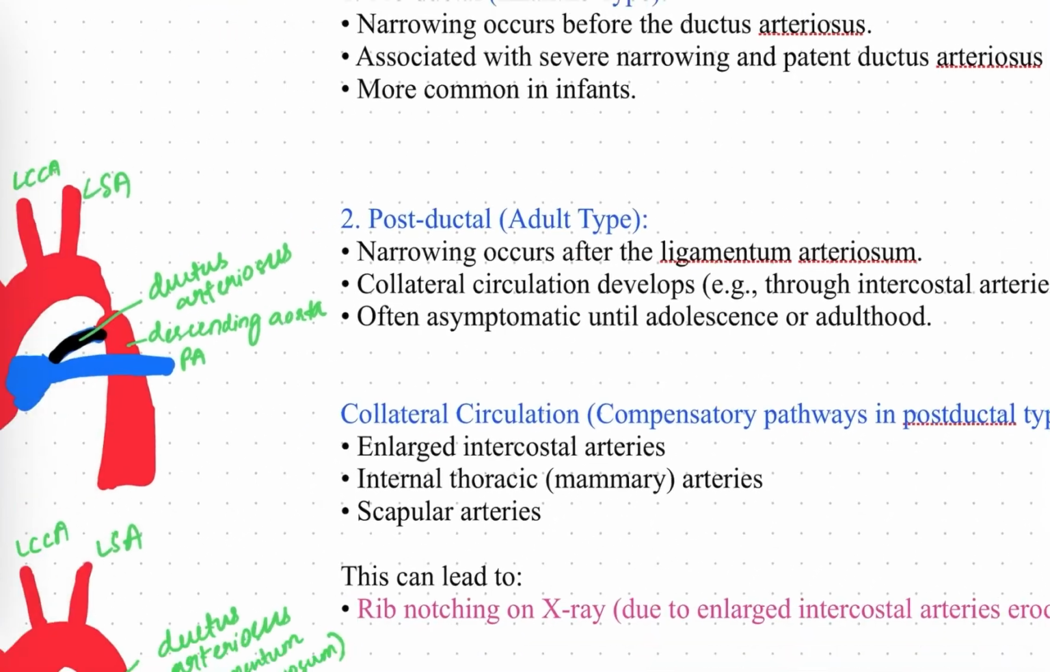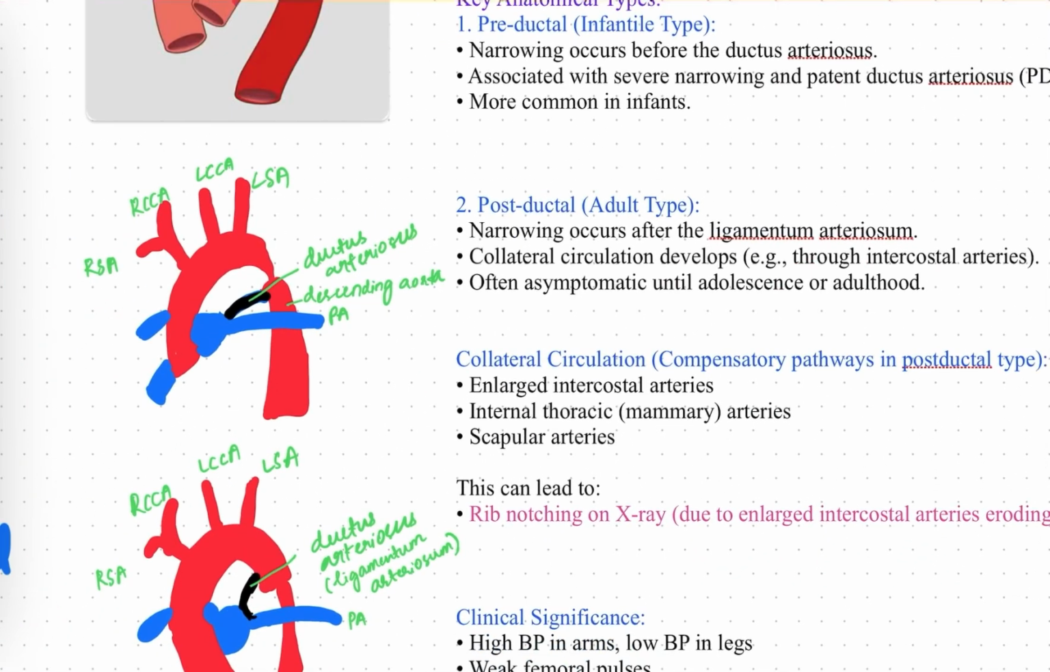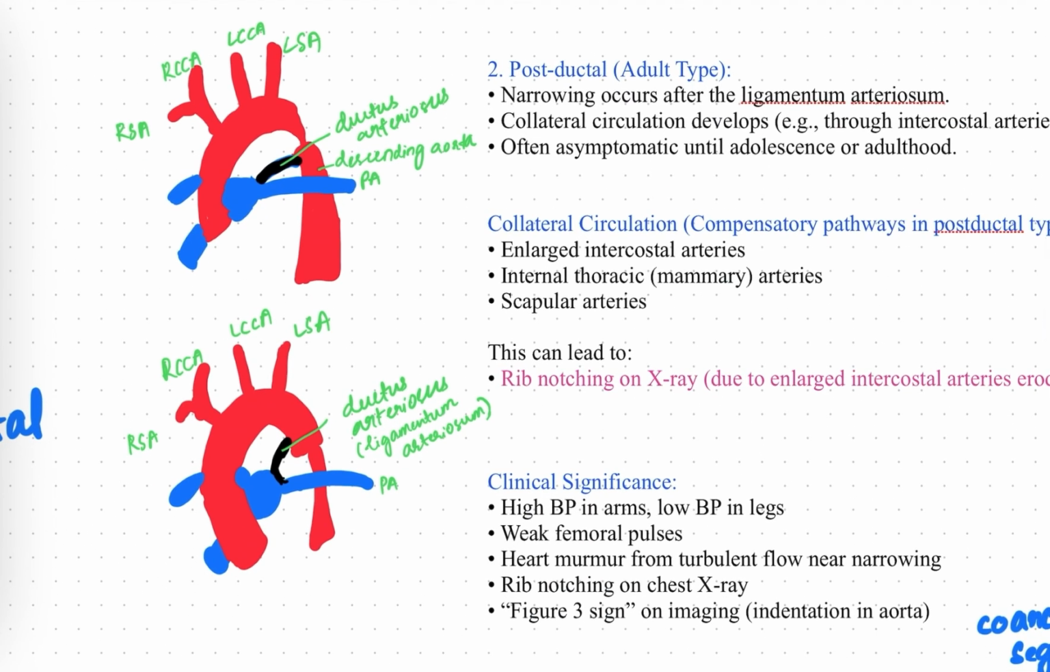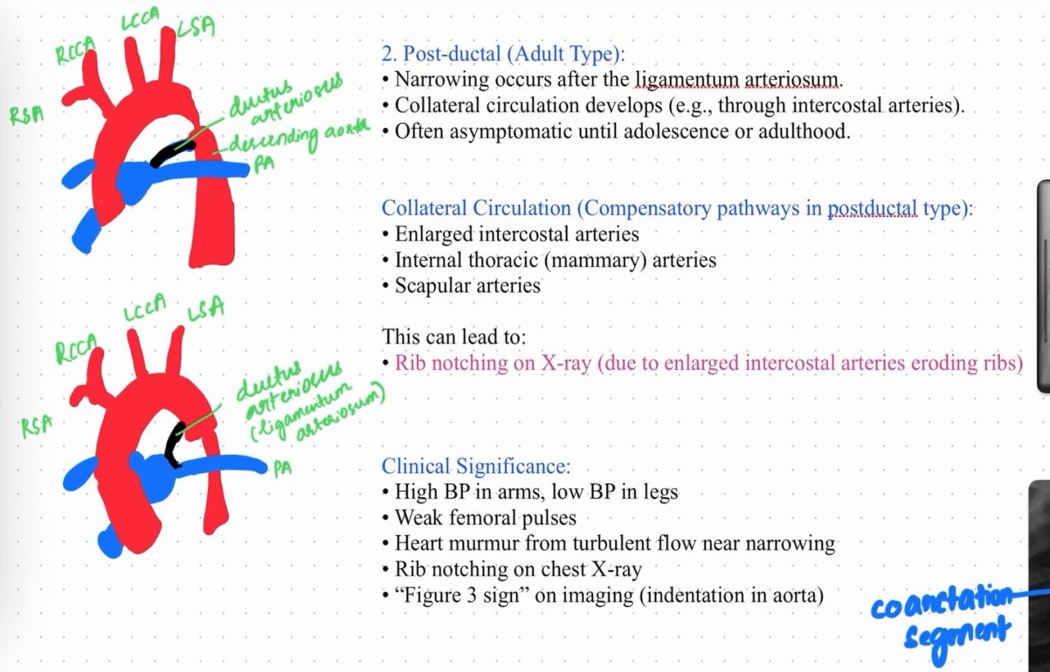The second type is postductal, also called the adult type. Here the narrowing occurs after the ligamentum arteriosum, that is, after closure of the ductus arteriosus, which becomes the ligamentum arteriosum. So this circulation, the right to left shunt which maintains the blood supply to the lower body, is not there. That's why they have to develop another circulation called collateral circulation through the intercostal arteries. Because of this collateral circulation, it is often asymptomatic until adolescence or adulthood. The collateral circulation is through enlarged intercostal arteries, internal thoracic or mammary arteries, or scapular arteries.